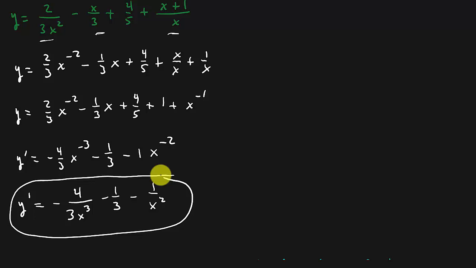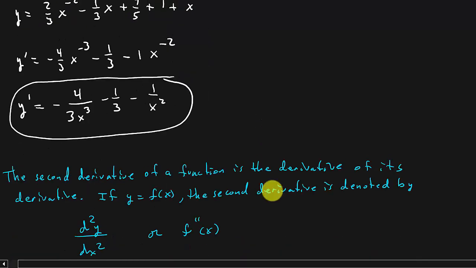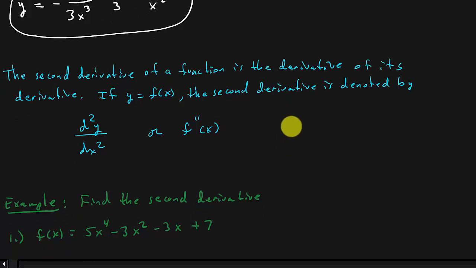Say, would it be easier if I didn't use the quotient rule? Now, don't get me wrong. There's sometimes you're going to have to use the quotient rule.